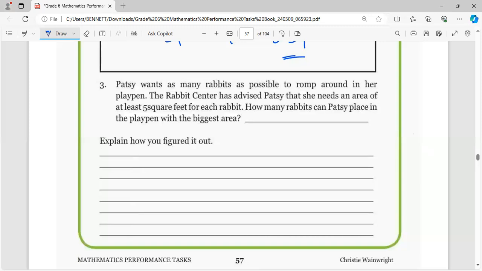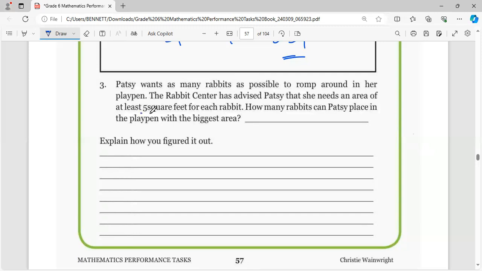Alright, so 3 says, Patsy wants as many rabbits as possible to romp around in her playpen. The Rabbit Center had advised Patsy that she needs an area of at least 5 square feet for each rabbit.